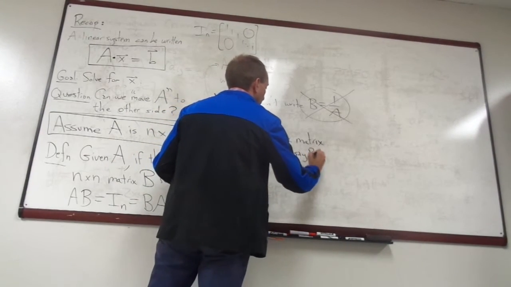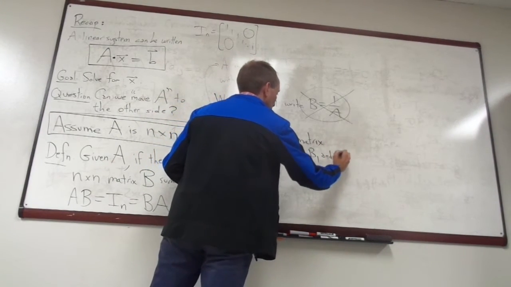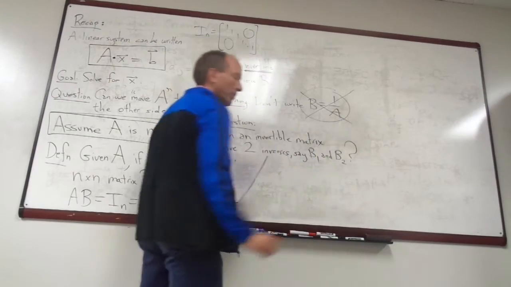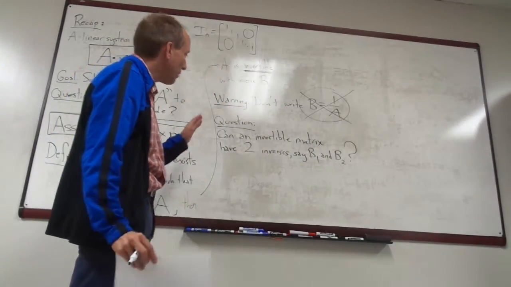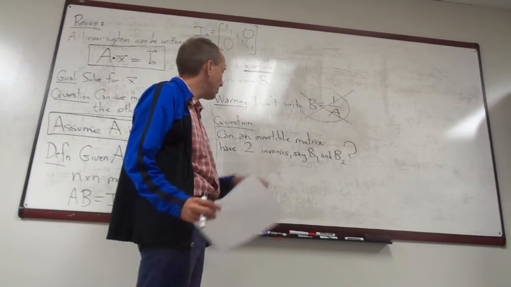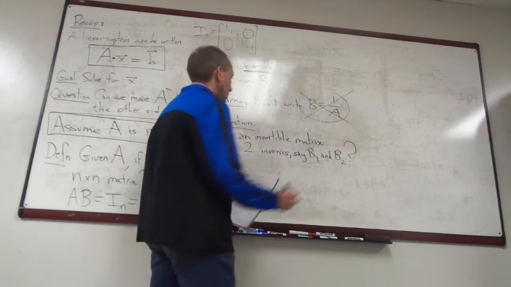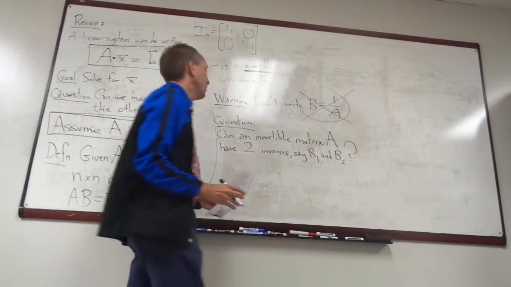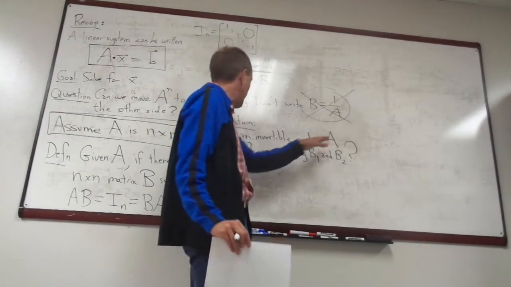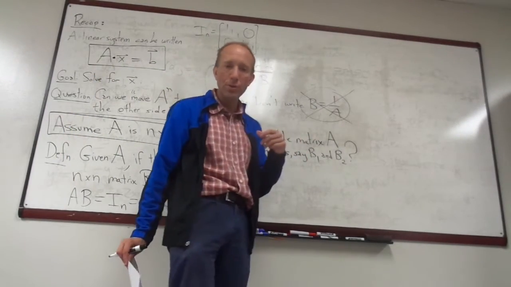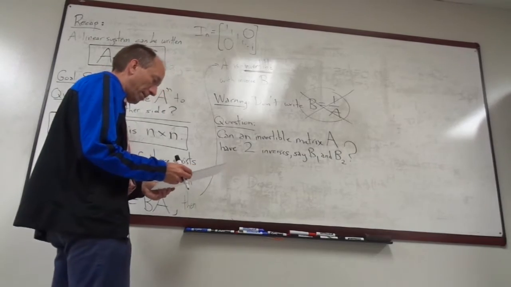Say B1 and B2. It's a reasonable question. Could we have two inverses for the same matrix A? Let me just call this matrix A right here. So can an invertible matrix A have two inverses? Let's call them B1 and B2.